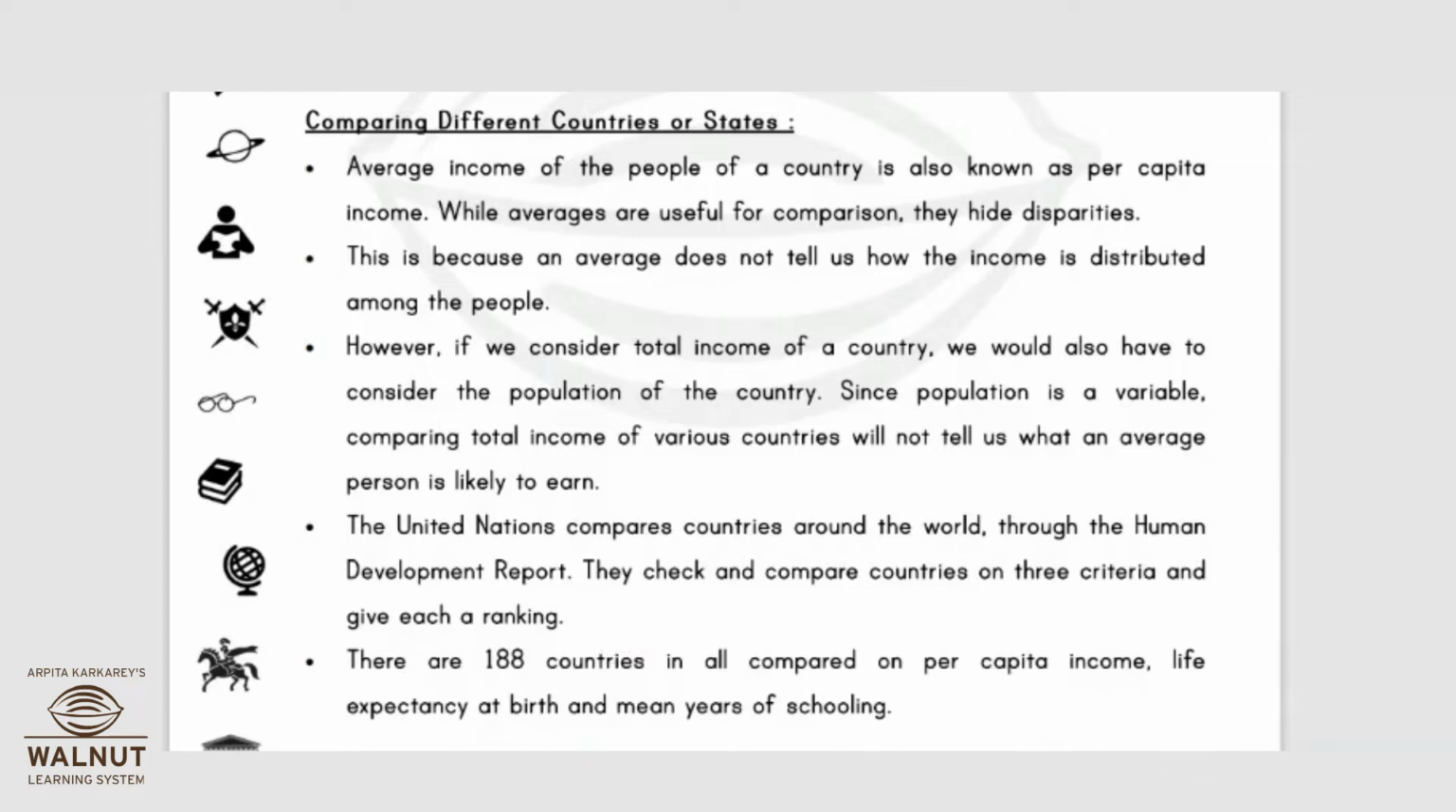So see here, this sentence, while averages are useful for comparison, they hide disparities. Means what? If I say that the total average income of my country is some crores, I'm happy to say that it is more than some of the other countries in the world, and so my country is developed. But at the same time, they hide disparities. That means the average income or the per capita income of the country is not giving you the exact figure of how much each person is earning. Is it clear? Are you understanding what I'm trying to say?